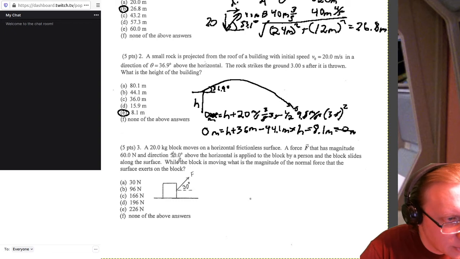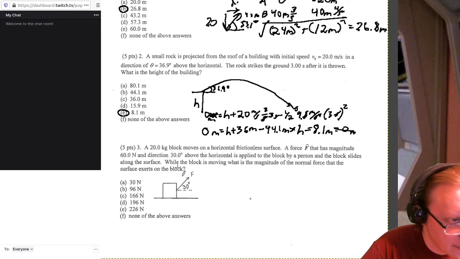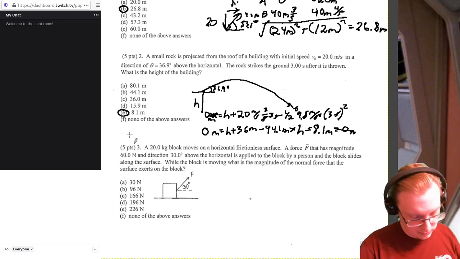Block. A 20 kilogram block moves on a horizontal frictionless surface. A force F that has a magnitude of 60 newtons and direction 30 degrees above the horizontal is applied to the block by a person, and the block slides along the surface. While the block is moving, what is the magnitude of the normal force that the surface exerts on the block? Okay.